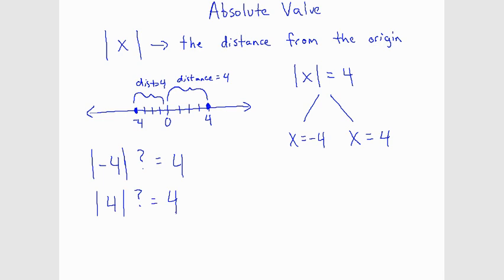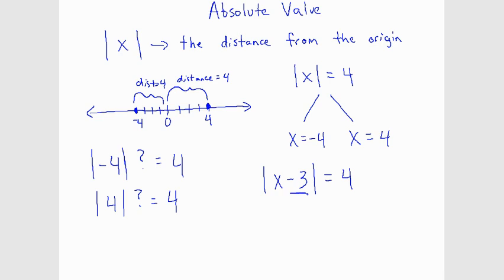Now it gets slightly a little bit more complicated. Say we wanted to know, what's the absolute value of x minus 3 being equal to 4? So similar question as before. I got an absolute value and it's equal to 4. So the distance is now still equal to 4. However, this negative 3 is throwing us off.